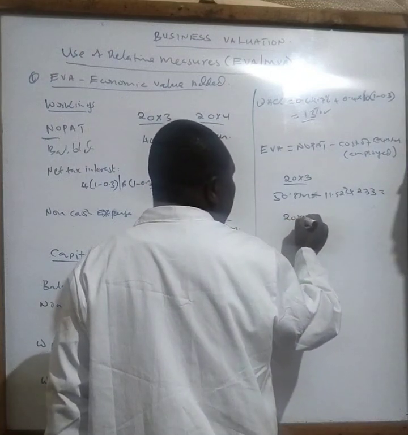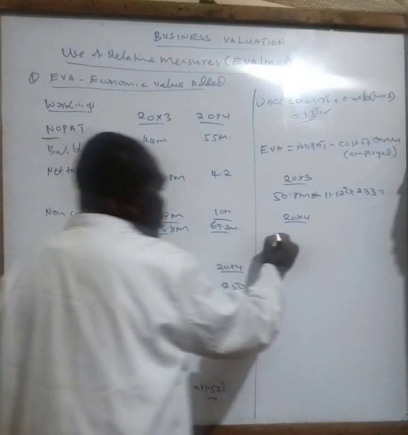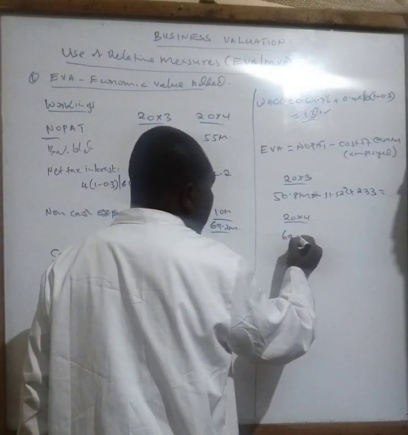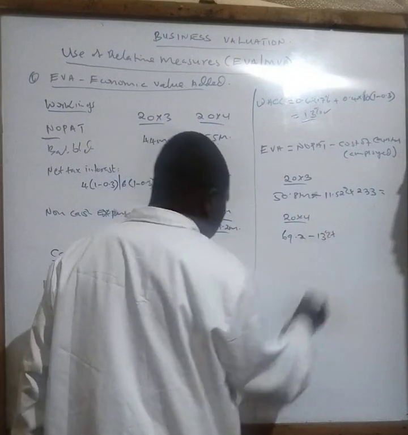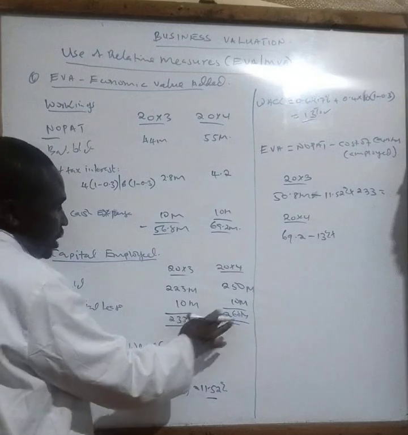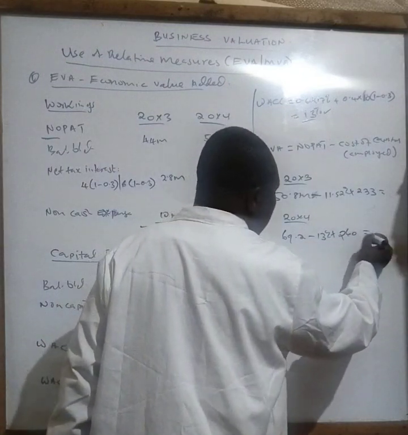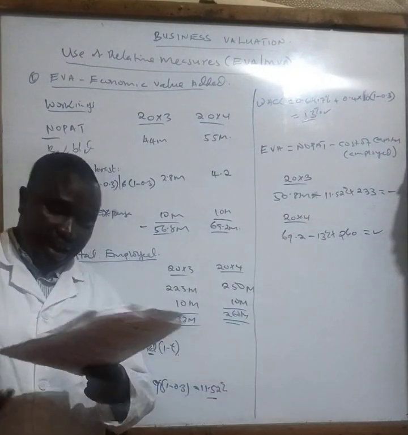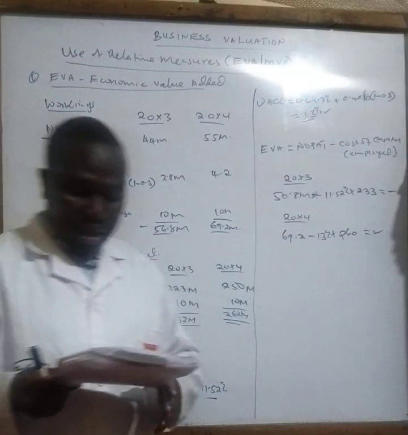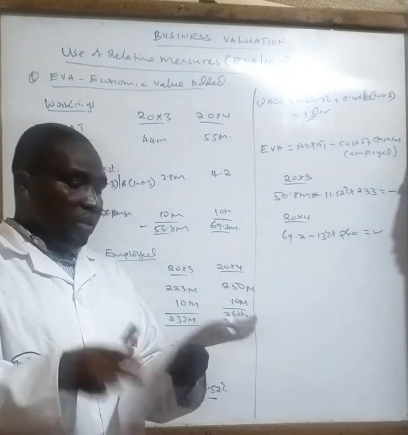Then for 20x4, NOPAT is 69.2 minus 13% multiplied by capital employed. Capital employed is 260. Then you get your answer. So that is how you have been asked to calculate that particular element. So you can complete that. Now, this is how to calculate your EVA. We go to what we call MVA.